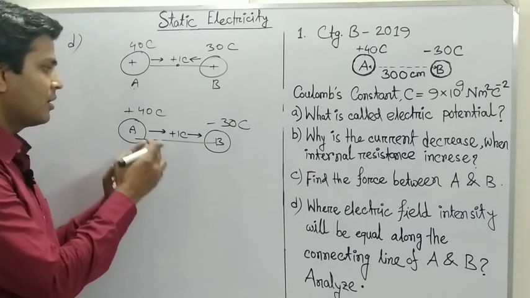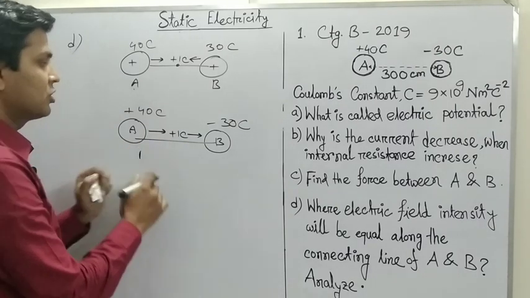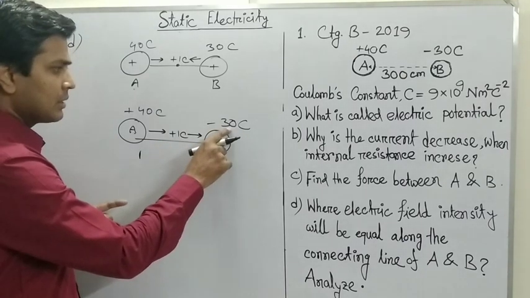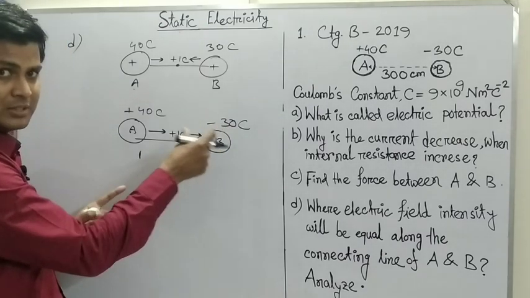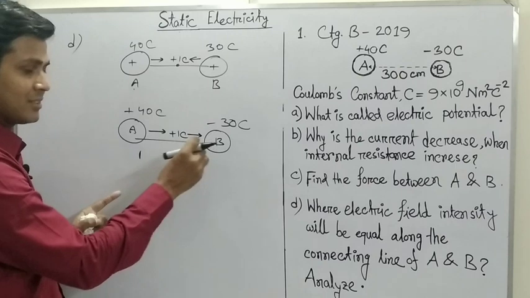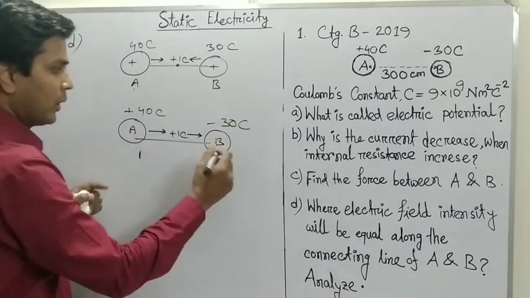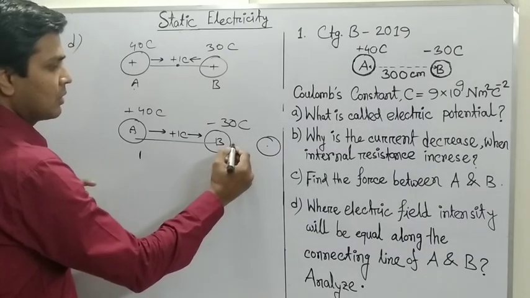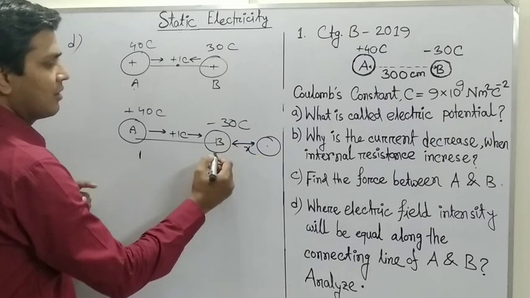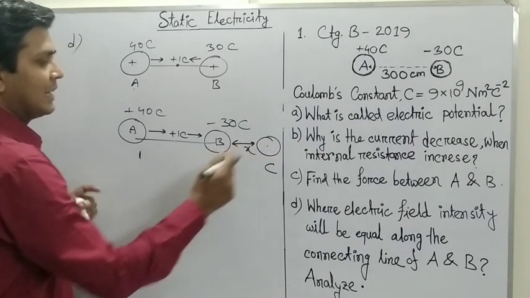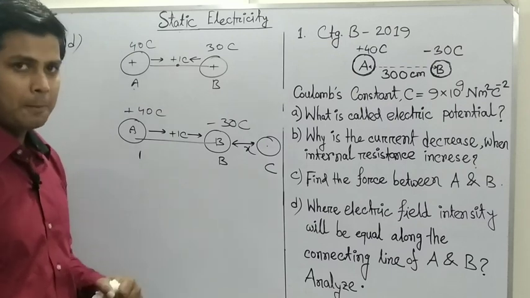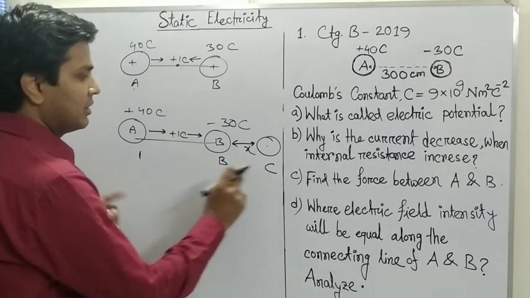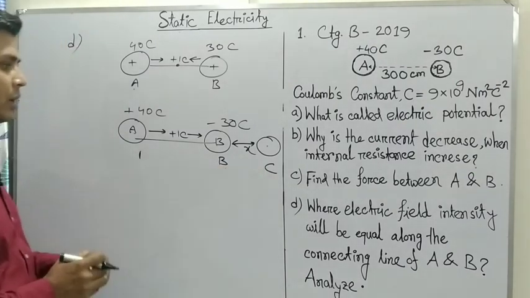So where is the position of the test charge? The position of the test charge will be outside, near the lower amount of charge. Here 30 coulomb charge is the lower value, so the test charge will go in that direction and take its position here. Suppose we consider at x meter distance from charge B, at point C, the electric intensity will be equal to 0. So we write at x meter distance from charge B the electric intensity will be 0.